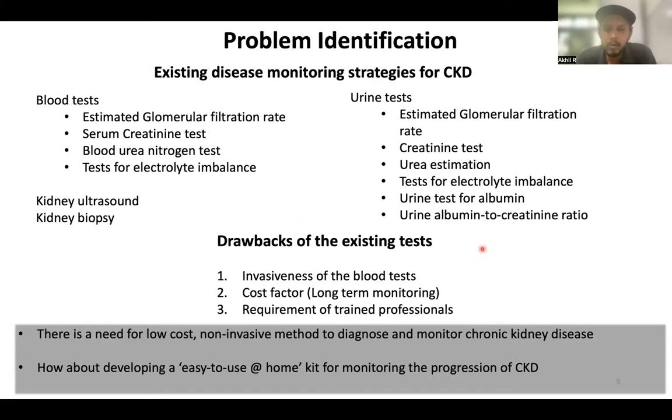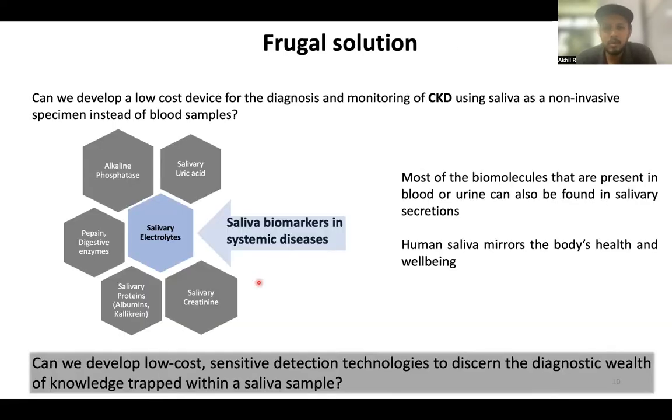So if we would like to overcome these drawbacks, there is a need for a low cost and non-invasive method to diagnose and monitor kidney diseases, chronic diseases like these. So we thought of developing an easy to use home kit for monitoring the progression of chronic kidney disease and cardiovascular disease. So we came to a frugal solution, and we could ask this question: can we develop a low cost device for diagnosis and most importantly monitoring of CKD as well as cardiovascular disease using saliva as a non-invasive specimen instead of blood samples?